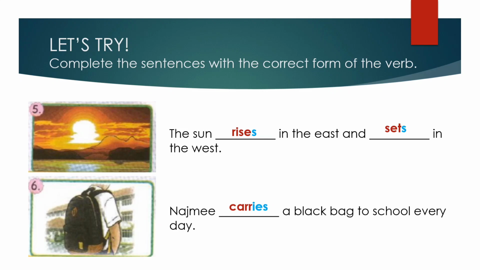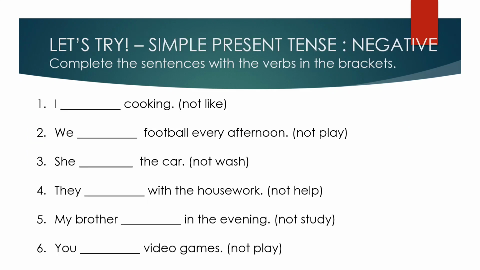Okay, now let's move to the next exercise. This time, we are going to try to complete the sentences with the verbs in the bracket. This is for the negative form in simple present tense. You still remember? You need to use don't or do not or doesn't, does not. You can pause this video to jot down the answer in your exercise book.